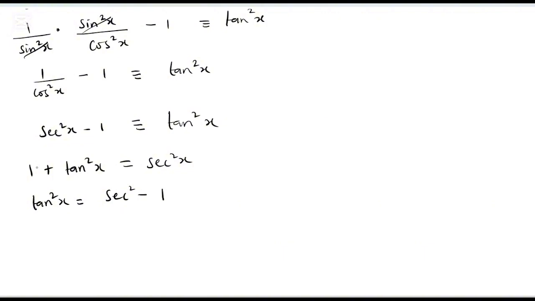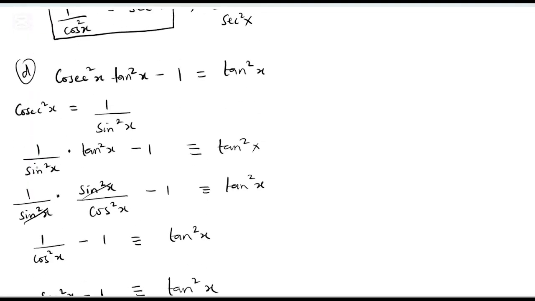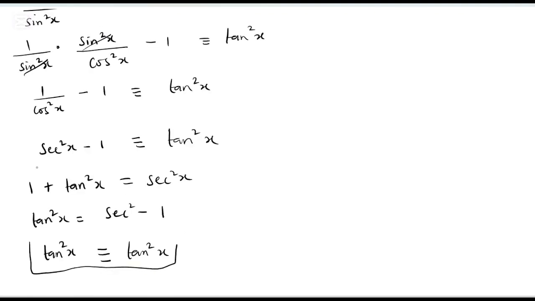So we have this. Instead of writing sec squared x minus 1, I will have tan squared x, because sec squared x minus 1 is the same thing as tan squared x, which is equal to tan squared x, which is true. So we're proving this, that cosec squared x multiplied by tan squared x minus 1 is equal to tan squared x. So this is our final answer. Thank you.